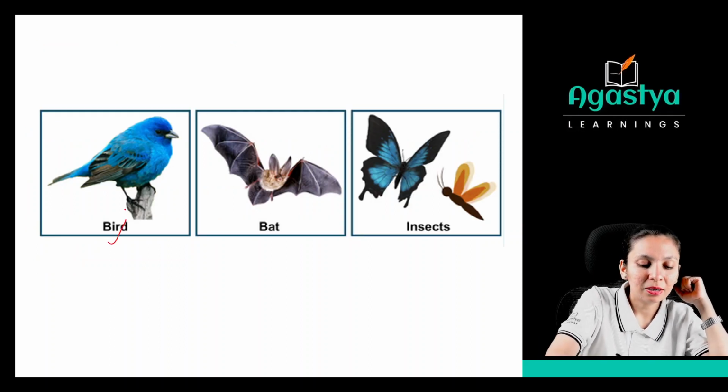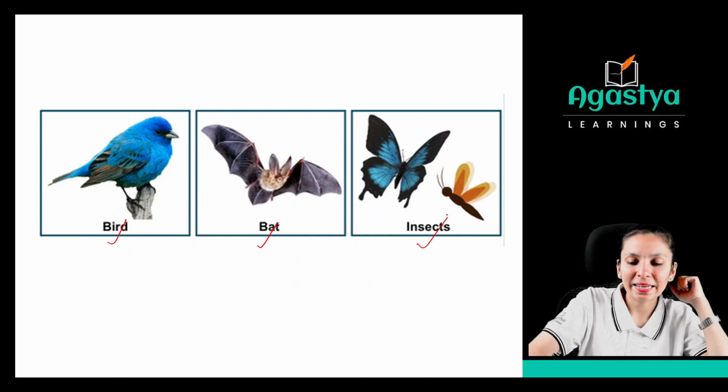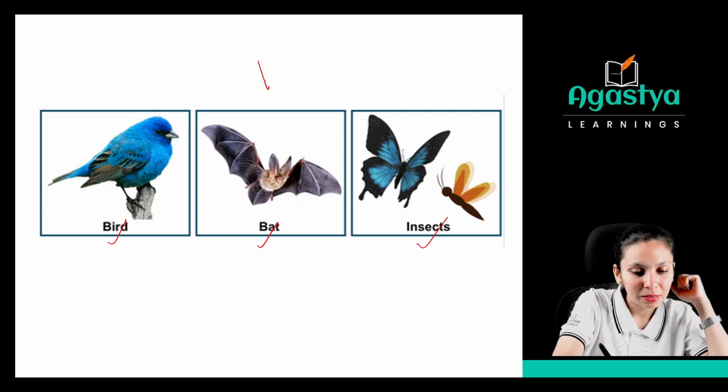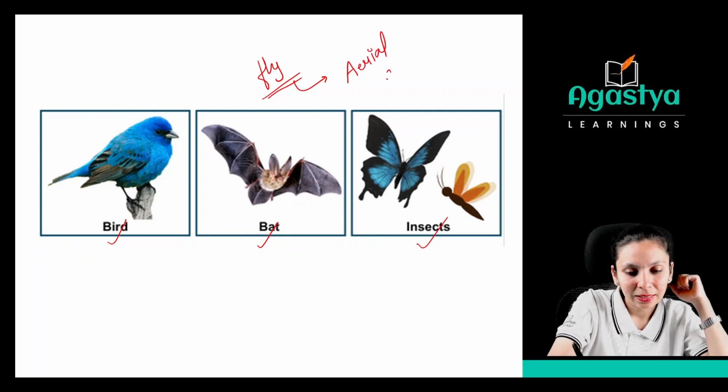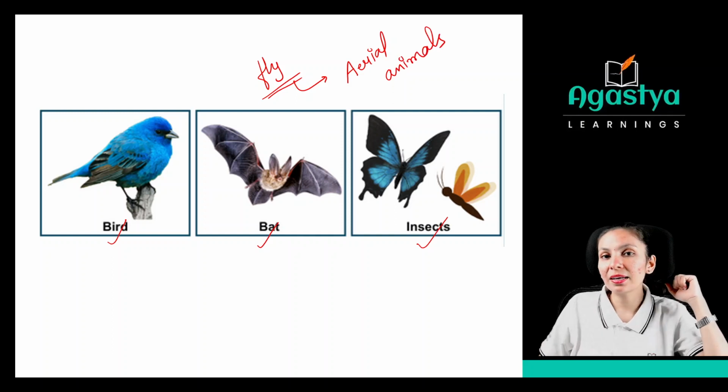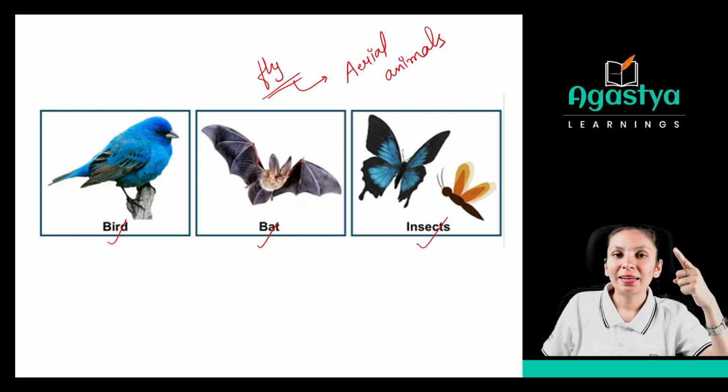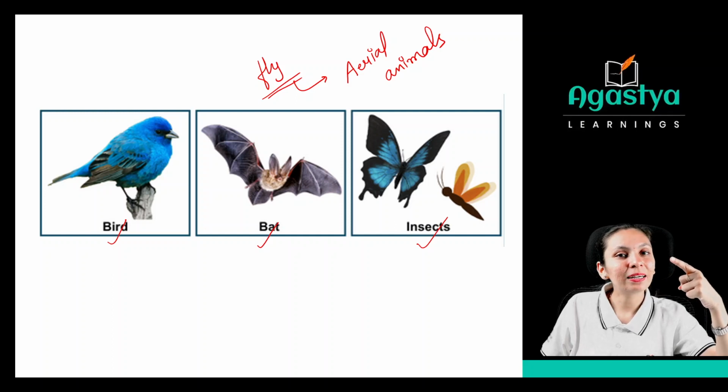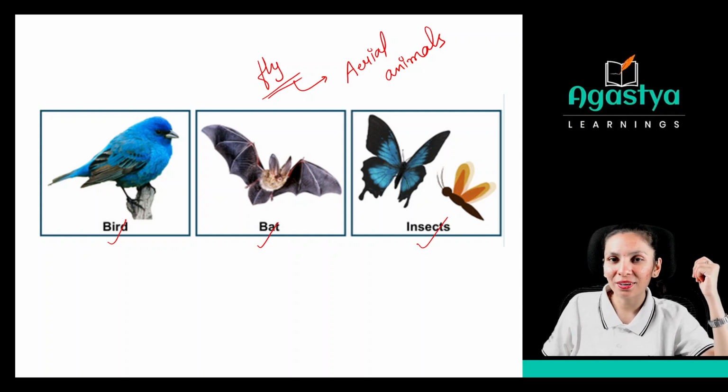See, these are the bird, bat and insects. All these animals can fly. So these are examples of aerial animals. So in this session we have discussed terrestrial animals, then arboreal, then aerial animals and amphibians. Clear these things to you? Okay, good.